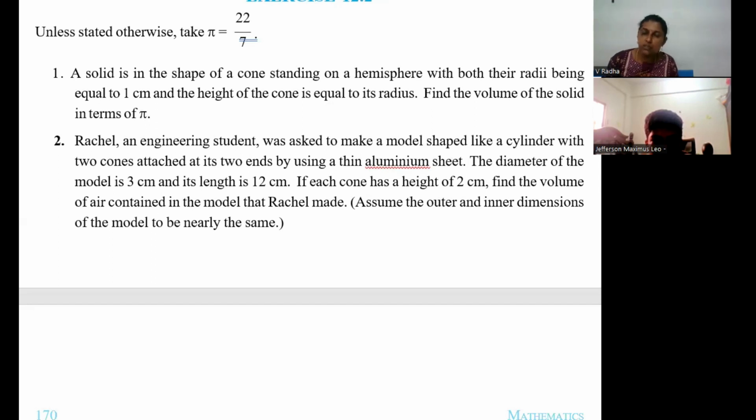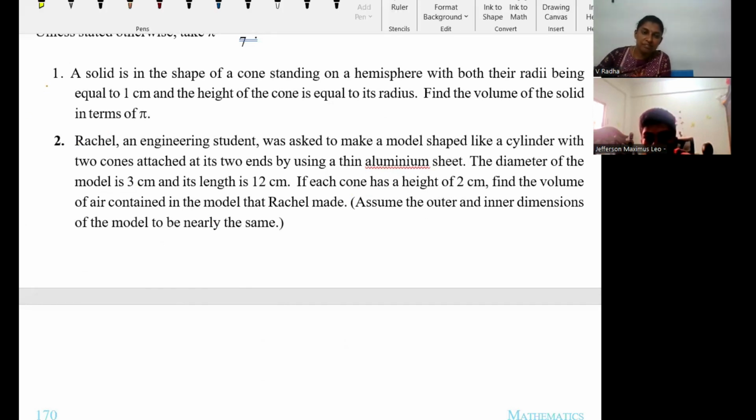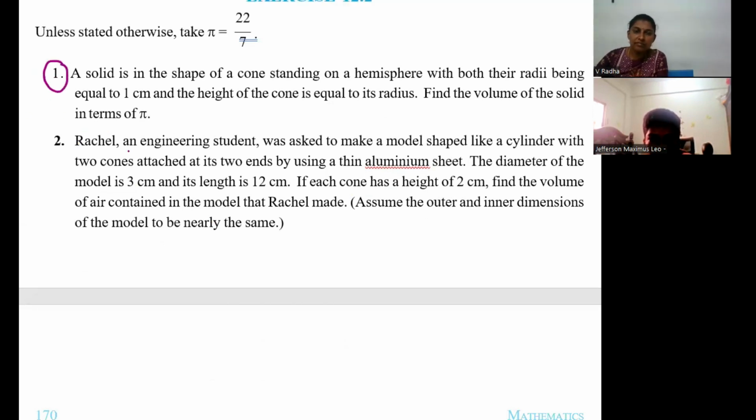Take pi equal to 22/7 unless stated otherwise. Now the question. Question number one: A solid is in the shape of a cone standing on a hemisphere with both their radii being equal to 1 centimeter, and the height of the cone is equal to its radius. Find the volume of the solid in terms of pi.